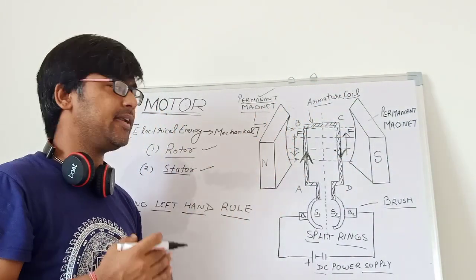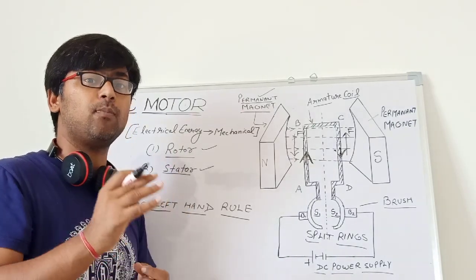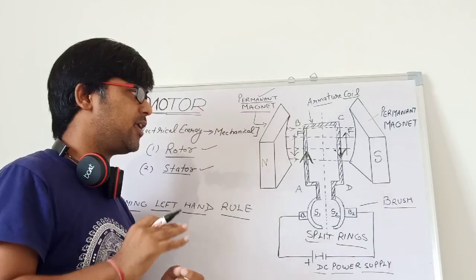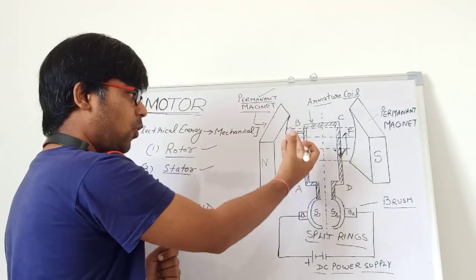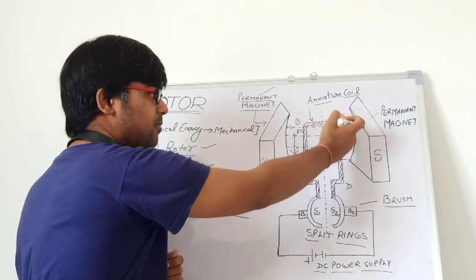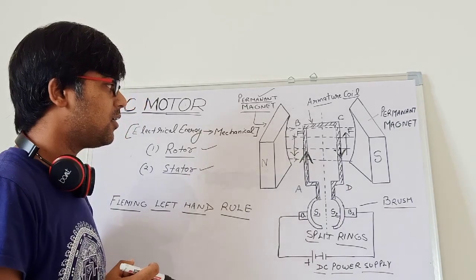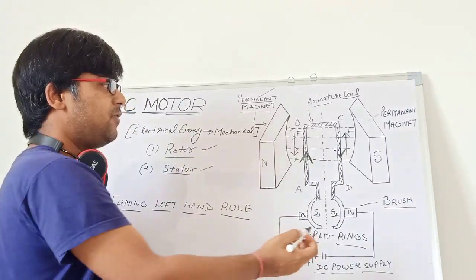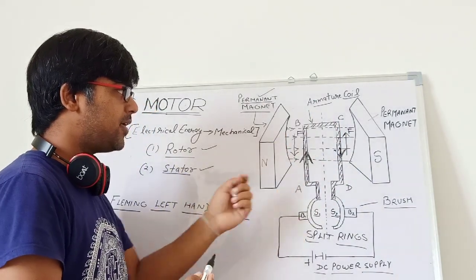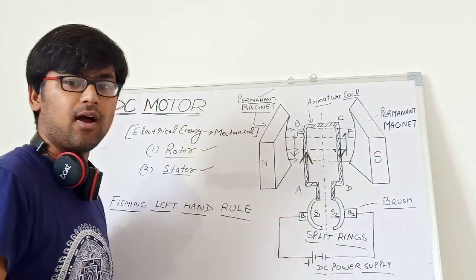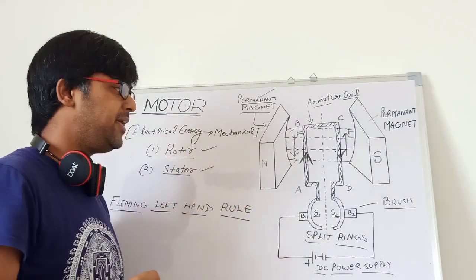So it creates a couple, because the two forces are equal but opposite, so they are acting in different directions. It indicates that arm AB will go in the downward direction. Arm CD will go in the upward direction. Clear? So we can see that it will rotate anti-clockwise because BA is going in the downward direction and CD is going in the upward direction. Clear? So this motor will rotate anti-clockwise.